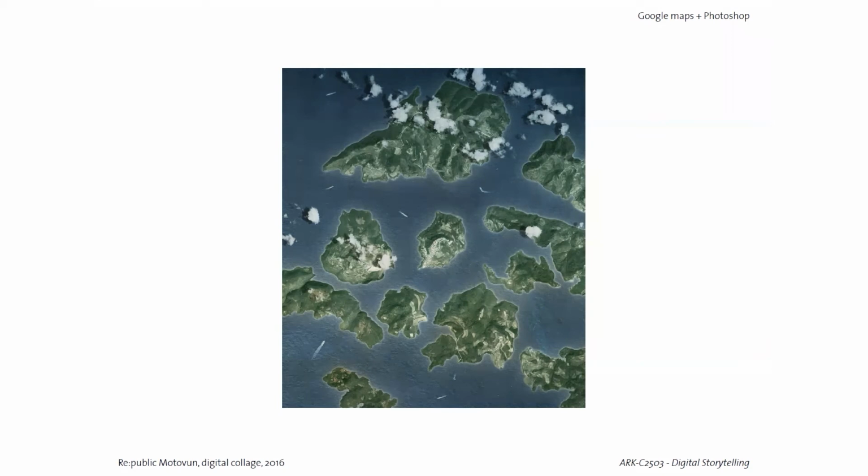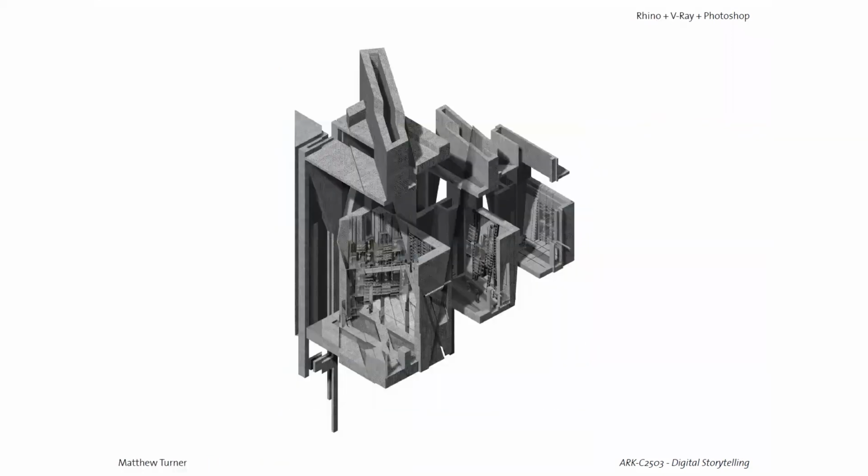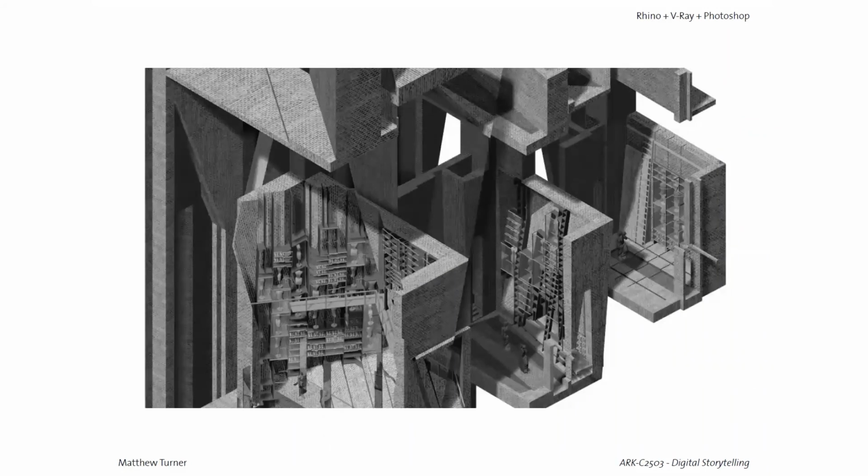This was part of this kind of speculative exercises. Okay, and then of course collage, digital collage is great for architectural visualizations. This is from Matthew Turner. So you can of course do this as a kind of render.